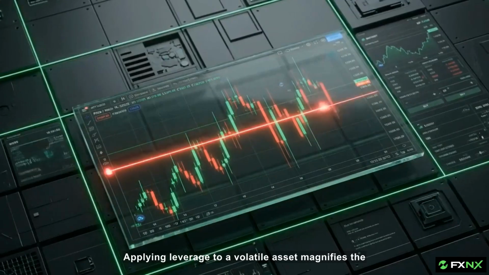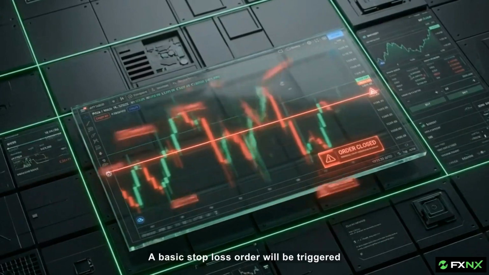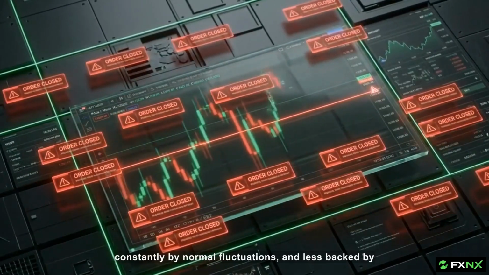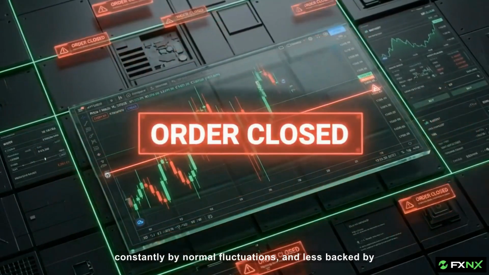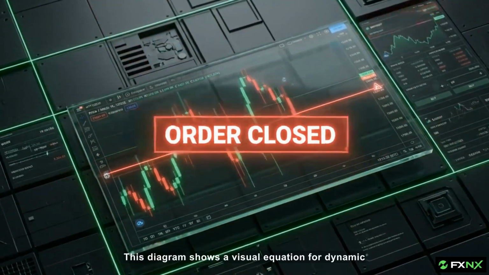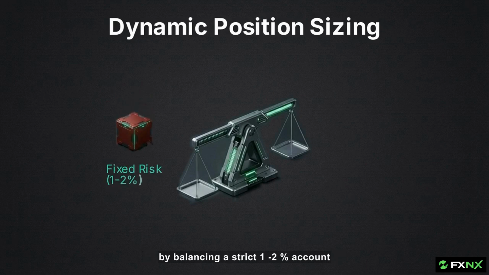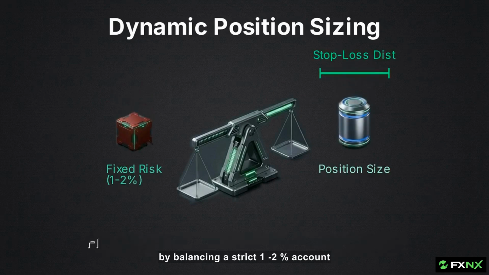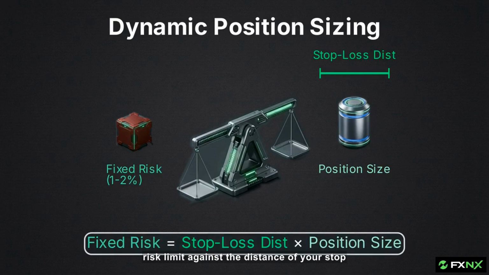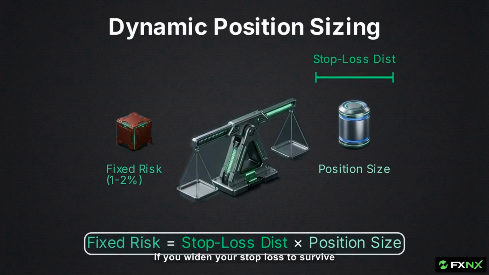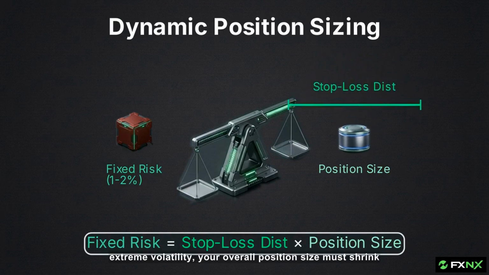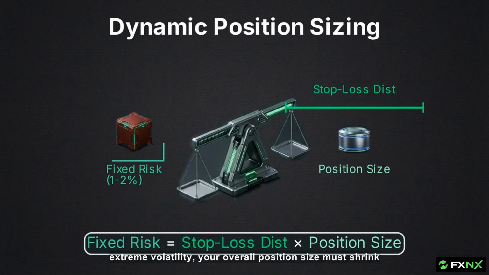Applying leverage to a volatile asset magnifies the danger. A basic stop-loss order will be triggered constantly by normal fluctuations, unless backed by mathematical structure. This diagram shows a visual equation for dynamic position sizing. It calculates the specific volume of a trade by balancing a strict 1 to 2% account risk limit against the distance of your stop-loss. The core mechanical rule is strict. If you widen your stop-loss to survive extreme volatility, your overall position size must shrink proportionally to keep your dollar risk identical.